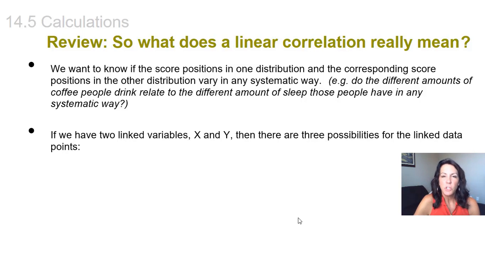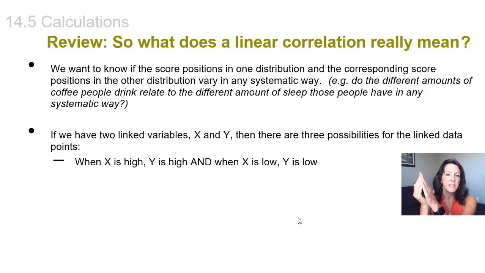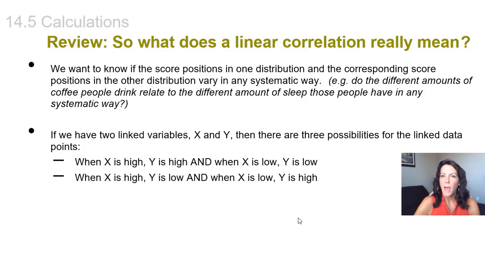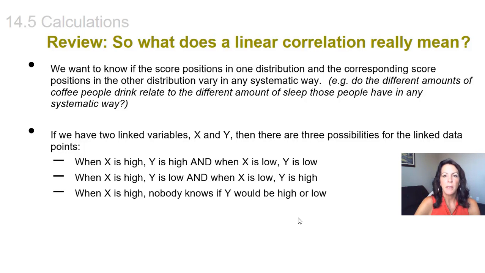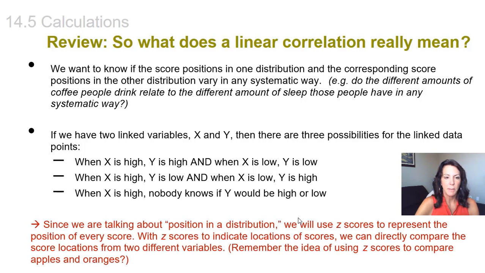Okay, so if we have two variables, x and y, there are three possibilities for these linked data. They can be related in one of three ways. It can be that when x is high, y is high, and when x is low, y is low. So this is an example of a positive correlation. We can also have it be the case that when x is high, y is low, and when x is low, y is high, and that is an example of a negative correlation. There's one other possibility. When x is high, nobody knows if y would be high or low, and that is a no correlation. So we really have three different possibilities.